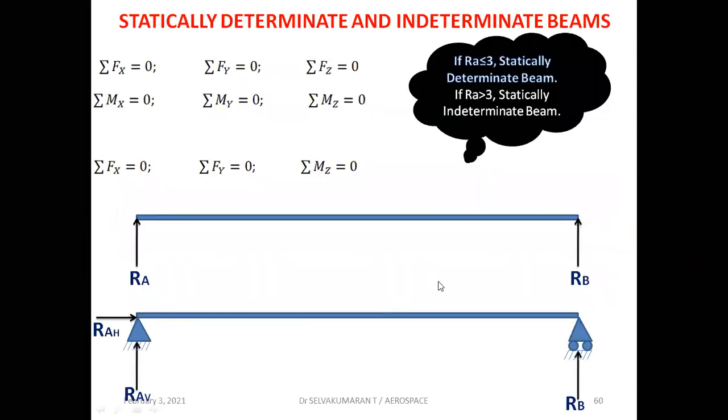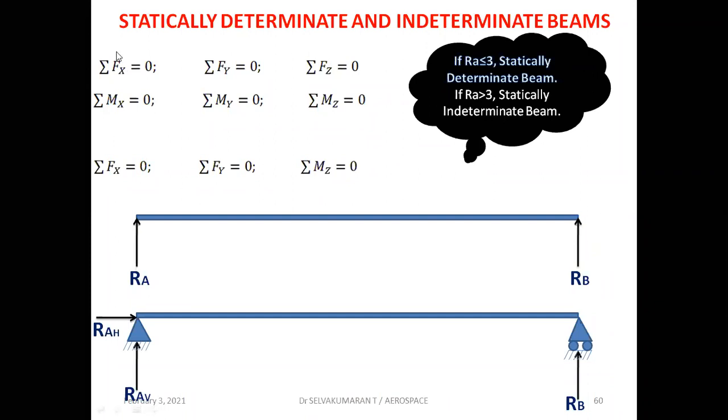Now we are going to see what statically determinate and indeterminate beams are. These are the static equilibrium equations. For example, we have 6 static equilibrium equations. Sigma Fx equals 0, sigma Fy equals 0, sigma Fz equals 0. If I take sigma Fx equals 0, it is nothing but the algebraic summation of all forces acting along the x direction is equal to 0. That's the meaning of that.